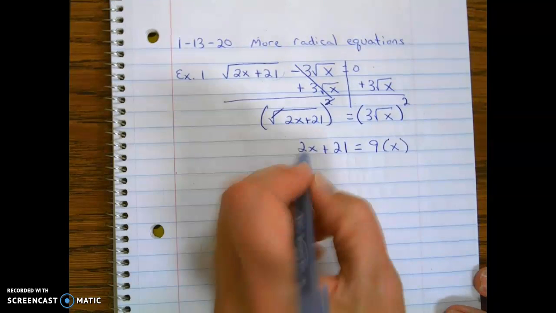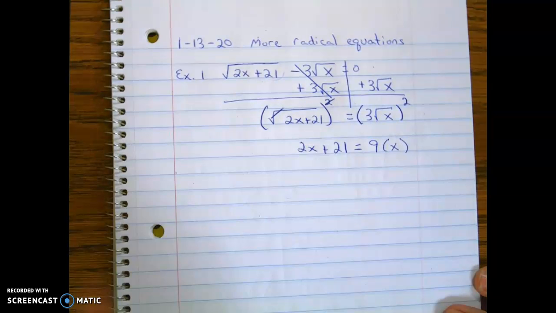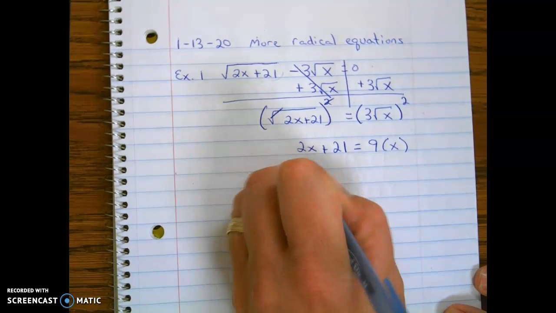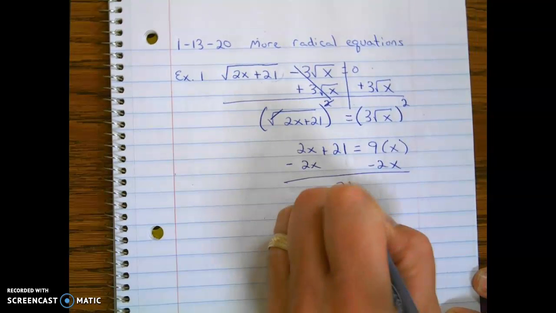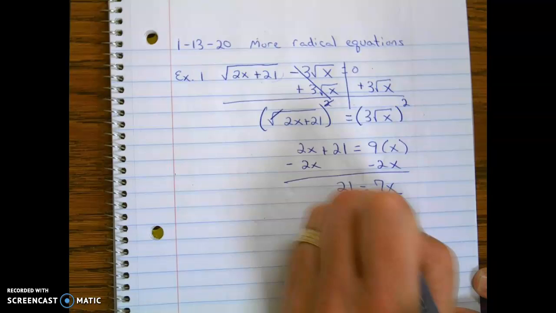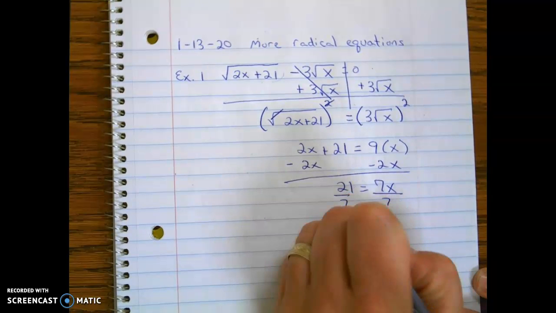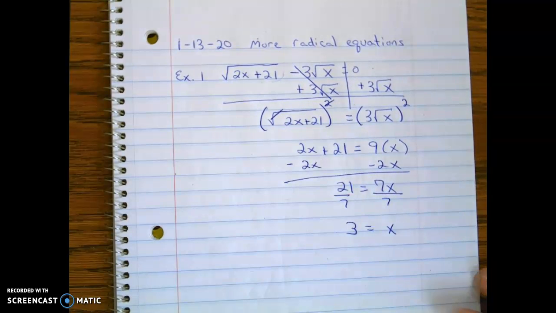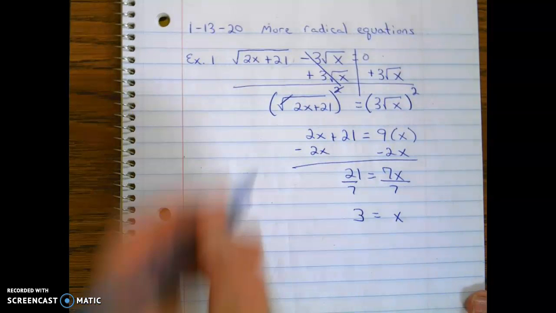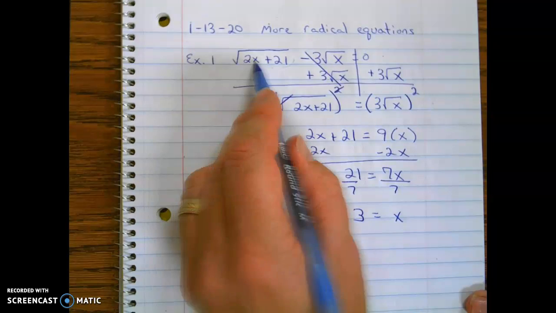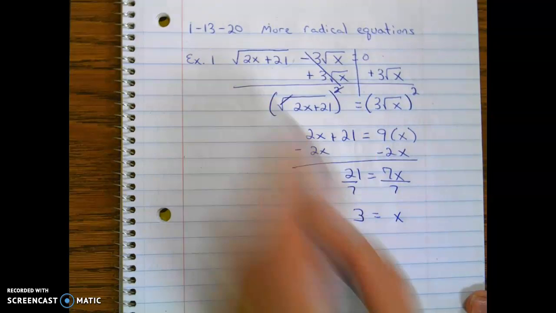Okay? All right. So now we're just solving an equation for x. So we're going to subtract 2x on both sides. Divide by 7. All right, don't forget to check your answer. Make sure there's no extraneous solution. So we're going to substitute 3 in for x. So everywhere you see an x, we're going to put in a 3.